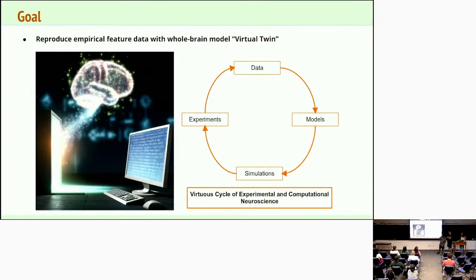In particular, we're interested in reproducing empirical feature data with the whole brain model, a virtual twin, so that we can understand better what I like to call the virtuous cycle of experimental and computational neuroscience.